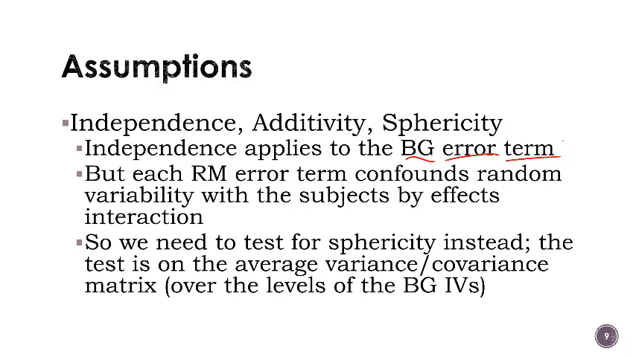The test is on the average variance covariance matrix, over the levels of the between groups IV. So this is where things get a little more complicated. It's not super necessary to go into detail, but we want to test for sphericity. We want to be able to look at the differences between groups, difference in this case between times. But to do so, we're going to average over the between groups in order to do that.